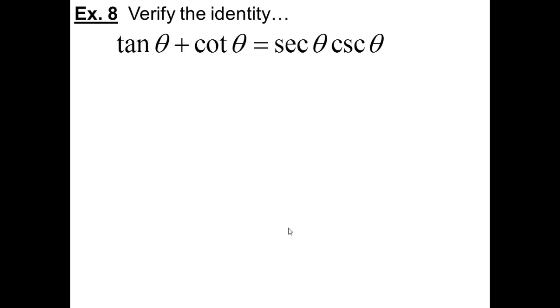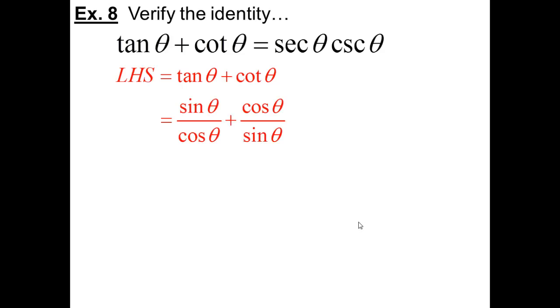All right, here's one where I'm going to look at it for a second. I'm going to start with the left-hand side. I know I have to add these two terms together because there's no addition on the right side. And I'm going to quickly run out of ideas other than just converting to sines and cosines. So that's what I'll do. Tangent is sine over cosine. Cotangent is cosine over sine.